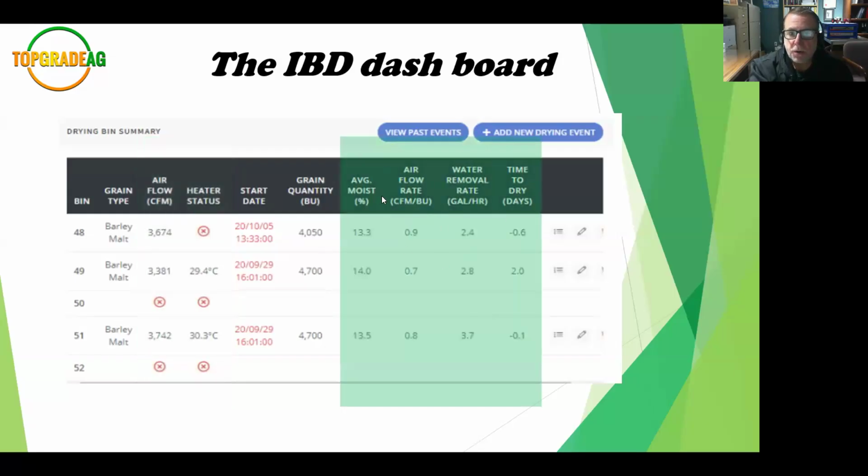It also provides hourly updates for the average in-bin moisture content of the grain in the bin. It tells you your airflow rate, so how many CFM per bushel. And Dunling mentioned that you want to keep this at 1 or more CFM per bushel. It keeps track of your water removal rates, gallons per hour, and it also tells you when your bin average should reach your target moisture point.